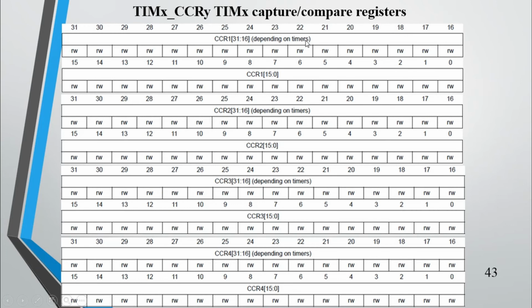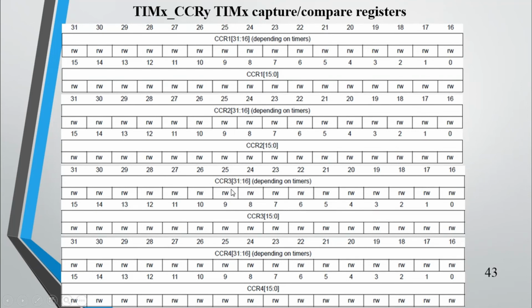And these are the registers corresponding to CCRx y. I told you that 4 channels are there, so each of the 4 channels has a corresponding CCR. Y corresponds to the channel number. It will be channel 1, channel 2, channel 3, channel 4. X corresponds to the timer number. Y corresponds to the channel number. Most of the timers have 4 channels, so each channel has a corresponding CCR.